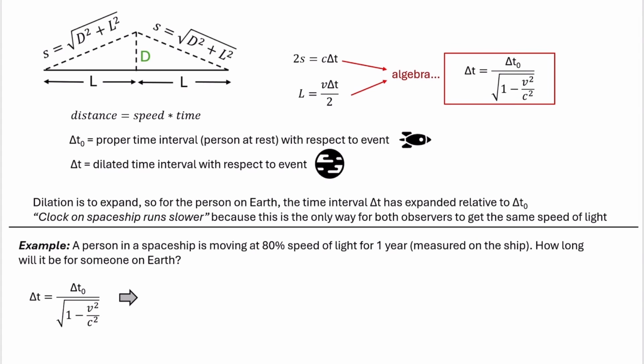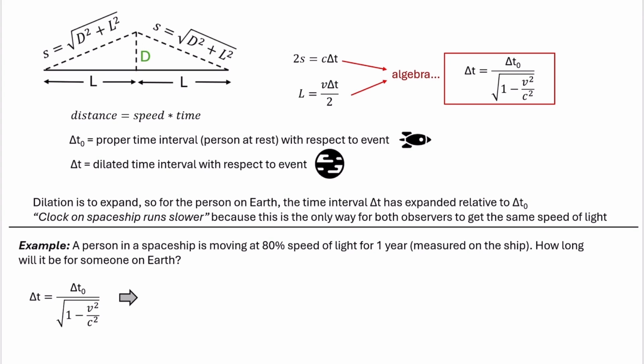So dilation is to expand. So for the person on the Earth, the time interval delta t has been expanded relative to delta t naught. So in other words, if you had a clock on the spaceship, it would run slower because this is the only way for both observers to get the same speed of light. And I've got an example here that will prove that.